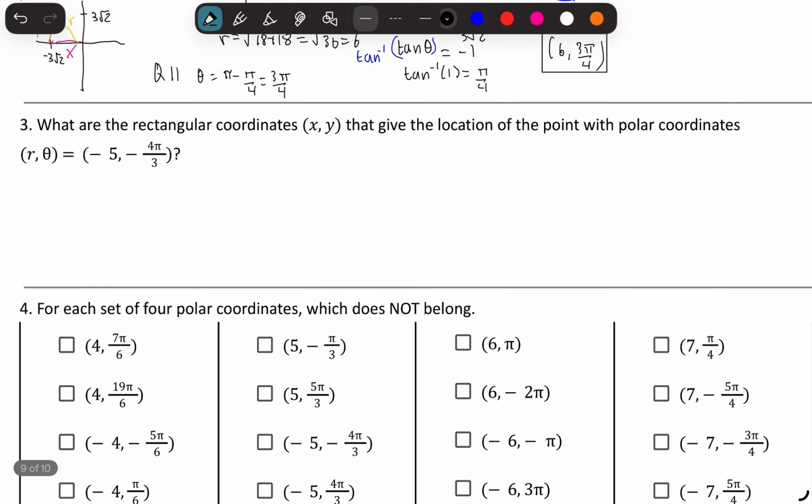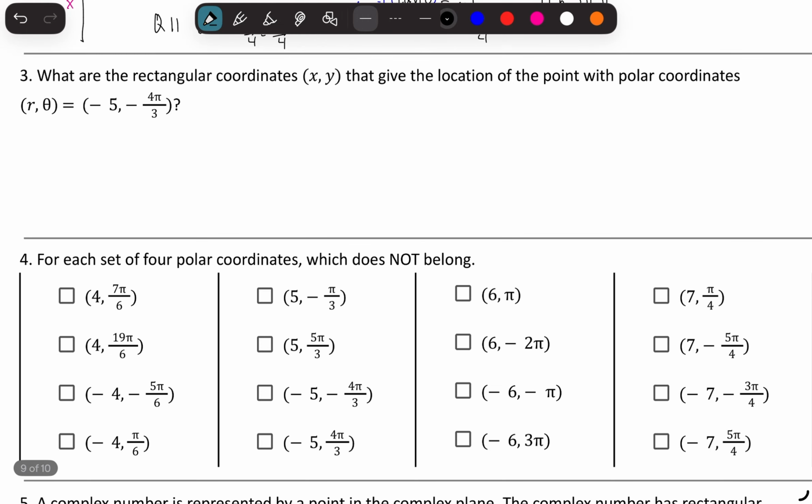What are the rectangular coordinates xy that give the location of the point with polar coordinates r theta is equal to -5, -4 pi over 3? So this is a polar. So what we have to do is we have to convert this into rectangular. That is xy, illustrated here.